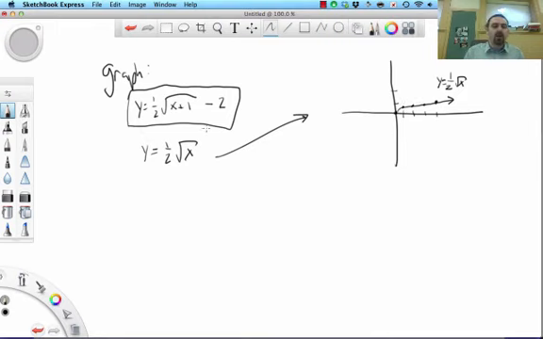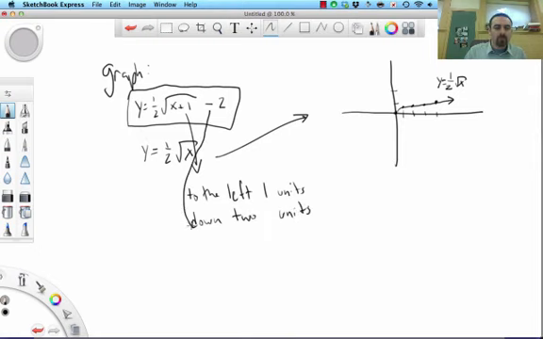Now, what I want to do then to graph this new function is I'm going to take what I know about this function, I'm going to move it. Every point on this function is going to get moved, and it's going to get moved to the left 1 unit, because we always do the opposite of what it says in here, and down 2 units. Okay, it comes from that.